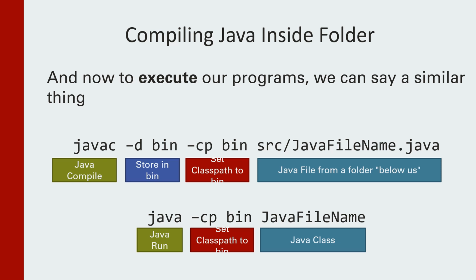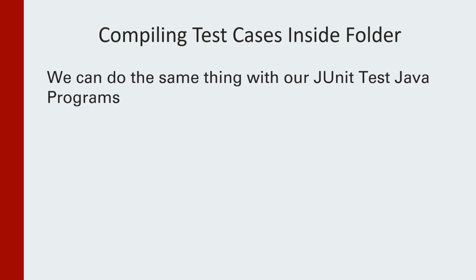Now, when we execute, we do almost exactly the same thing. We're going to do java -cp bin, which tells you where the class path is, and then run the Java class file. Now, we can do the same sort of compilation thing with our JUnit test Java programs.